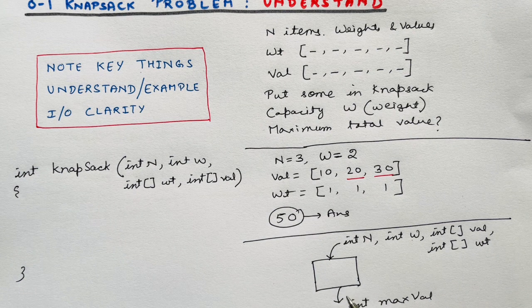So if we consider our solution as a black box, we are getting as input our number of items, their values, their weights and the capacity of the knapsack. And what do we have to return? We have to return the maximum value that we can form. So what will our function signature look like? Our function signature will look something like this.